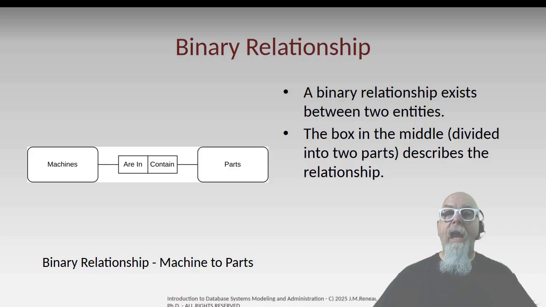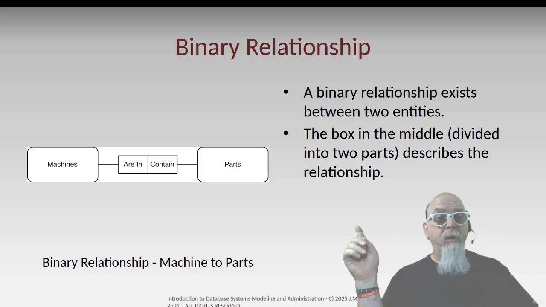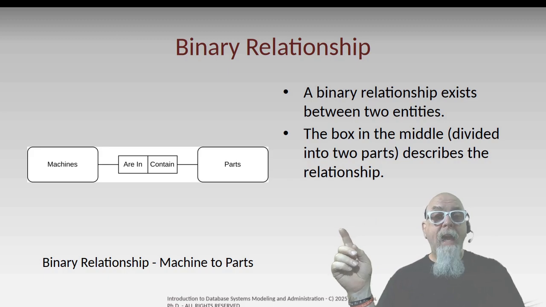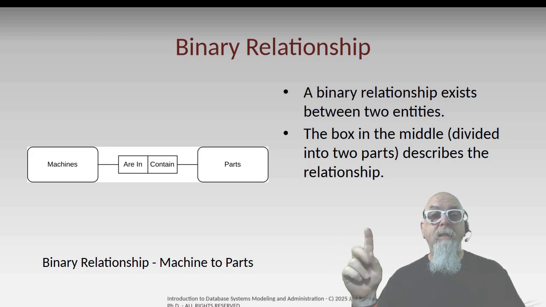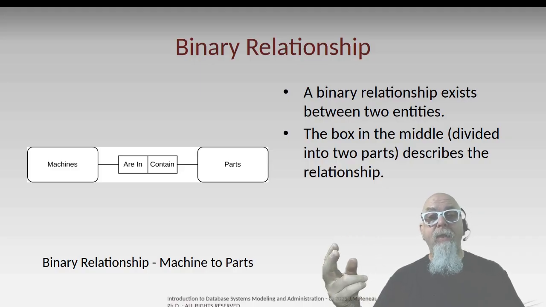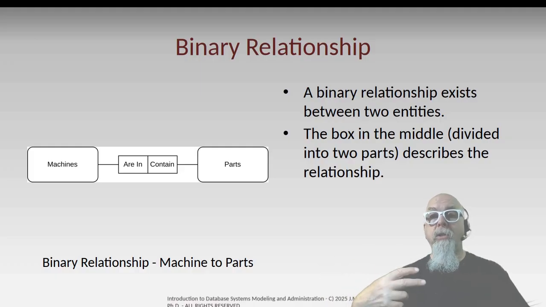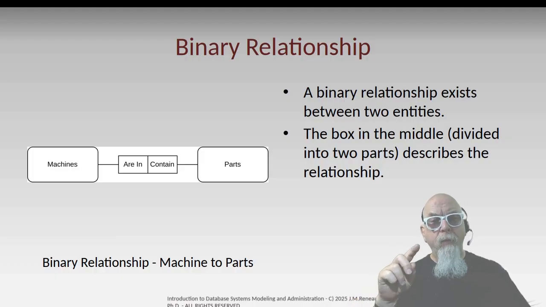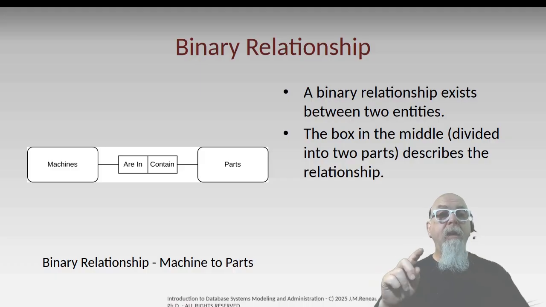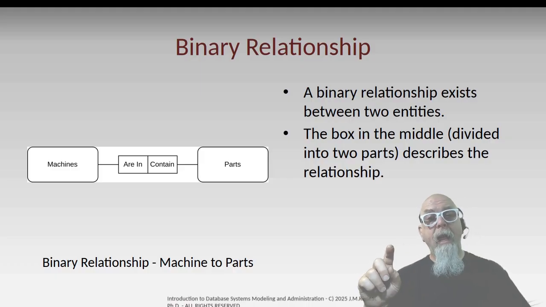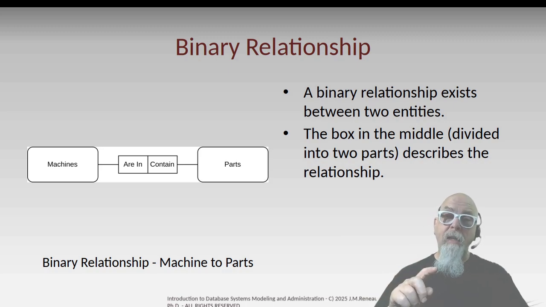So let's look at a binary relationship. In this diagram, we can see the two entities of machines and parts, and we can see that they're related together. In the conceptual data model using the ORM2 notation, which is the notation we'll be using to talk about conceptual data models, there's a rectangle in the middle divided into two, and there are words that describe the relationship. A machine contains parts, and parts are in machines.